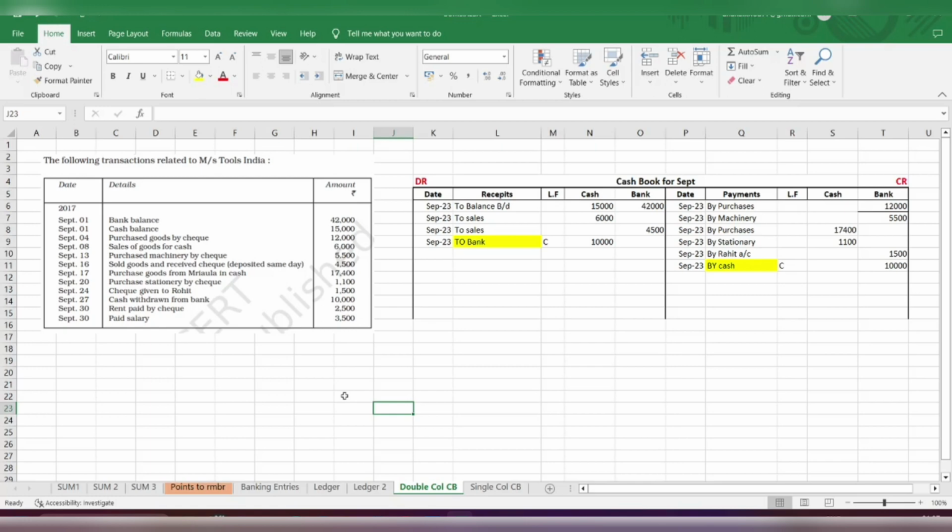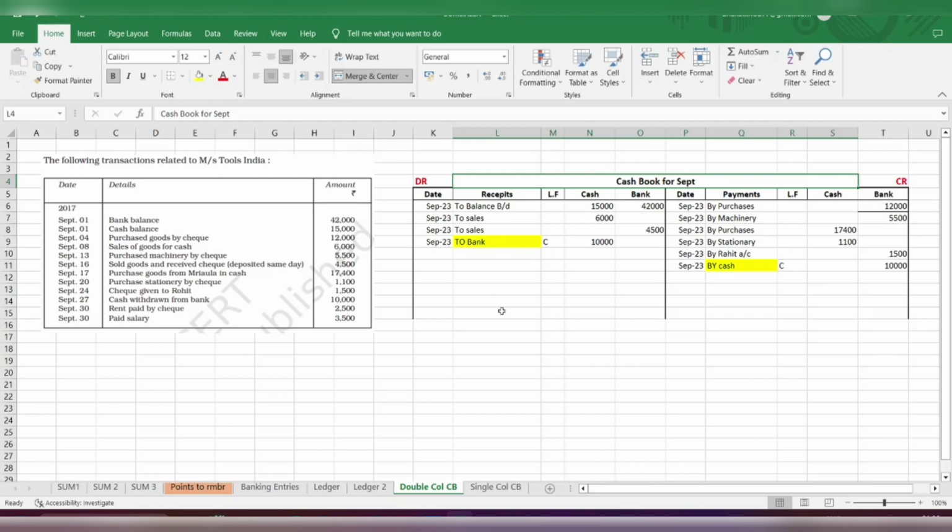But you are withdrawing cash, which means you are receiving cash. So it is a receipt. But from where are you receiving it? We are writing the medium. Here you are receiving cash from the bank, to bank, cash column 10,000 rupees. Similarly, for your bank, it is a payment. So payment of what? In cash. By cash, bank column 10,000 rupees.